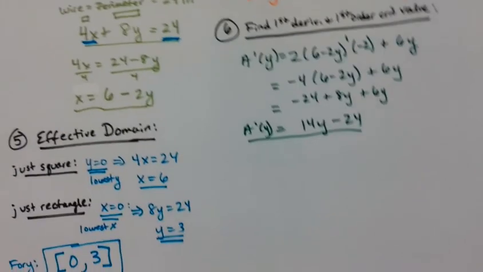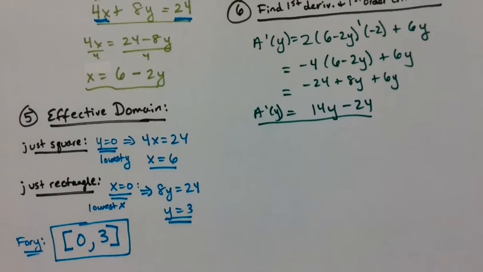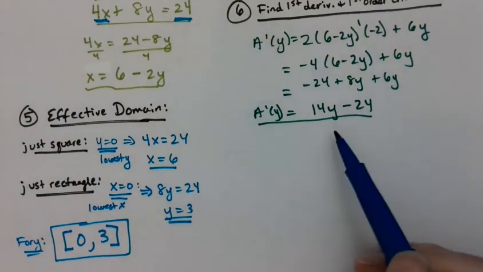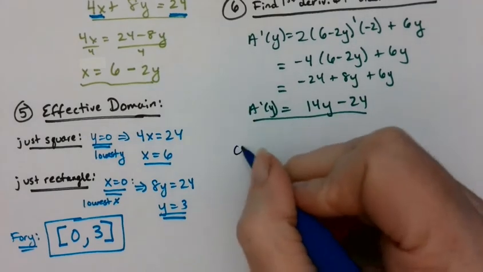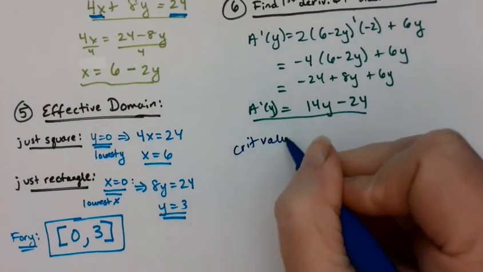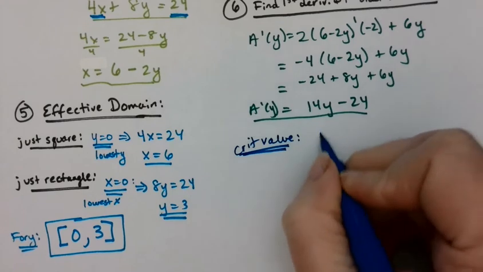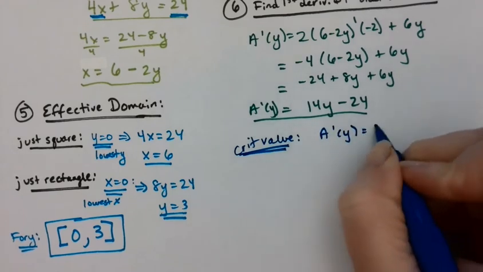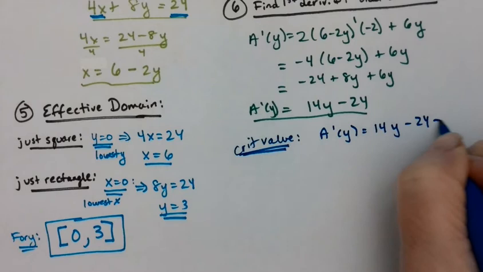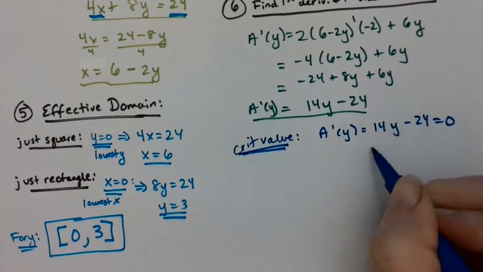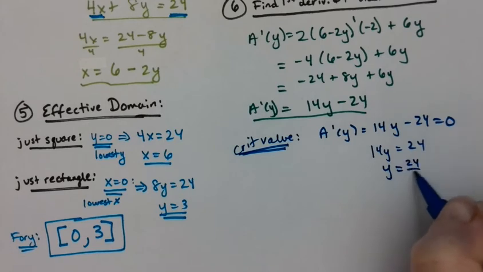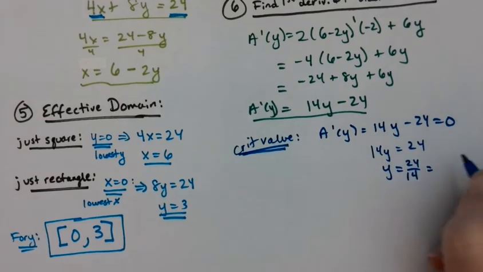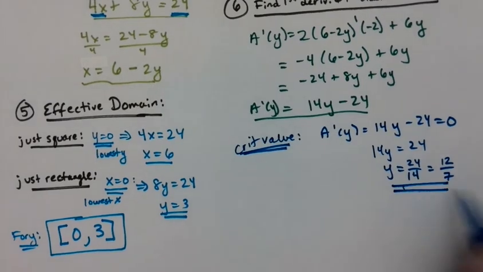Now, we don't have to worry about a critical value for the derivative not existing, because this is a line, so it doesn't have fractions, it doesn't have all that weird stuff. So there's the derivative. So the crit value, it'd be A prime of y, which is 14y take away 24 equals 0. So that would mean 14y equals 24, and that would mean y equals 24 over 14, which would be 12 over 7, because 2 goes into both of those. There's our critical value.